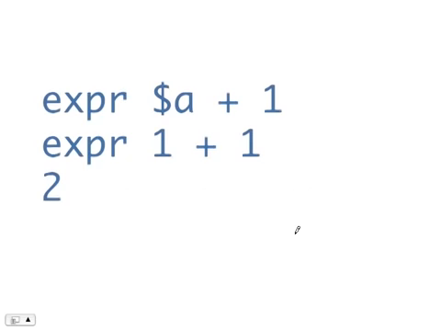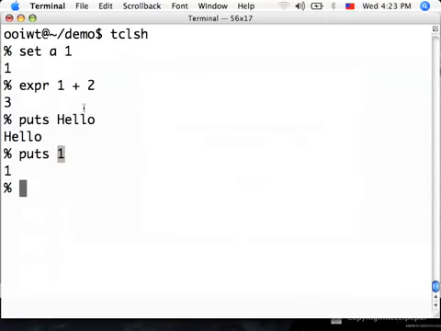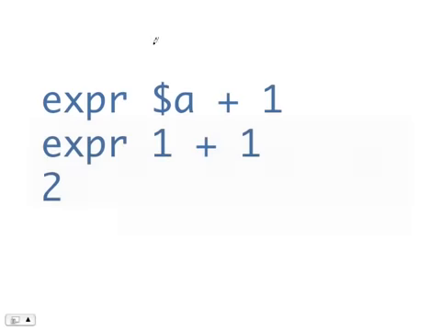Let's look at an example. Suppose I have the following command: expr $a plus 1. In the first step, Tcl will substitute $a with the value of a. Remember, previously we set a to 1, so $a will be replaced by 1, and then Tcl will just evaluate expr 1 plus 1, which gives us the value of 2.